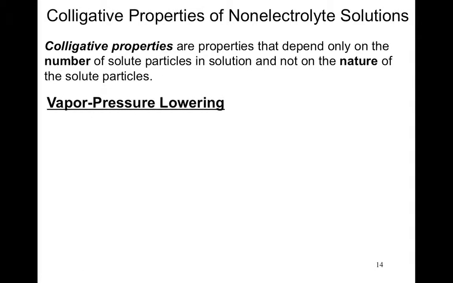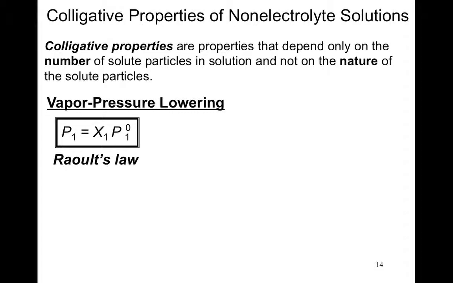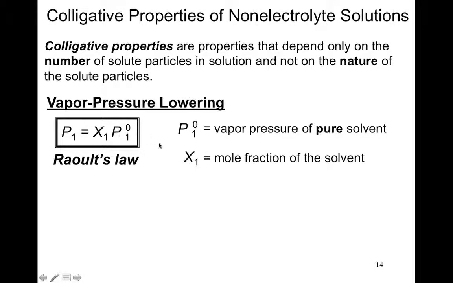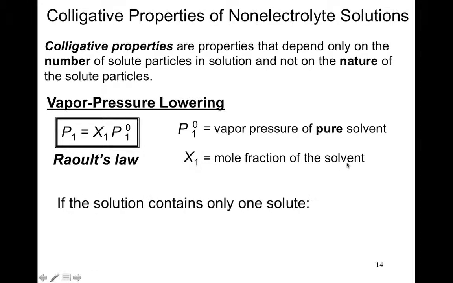So vapor pressure lowering is one effect here. We use Raoult's law to show this. P1 naught here is the vapor pressure of the pure solvent. So if we were dissolving, I don't know, salt in water, this would be the vapor pressure of just pure water. And then X1, you might remember this from earlier in the year, we use the same symbol, is the mole fraction of the solvent. So not the solute, the solvent.